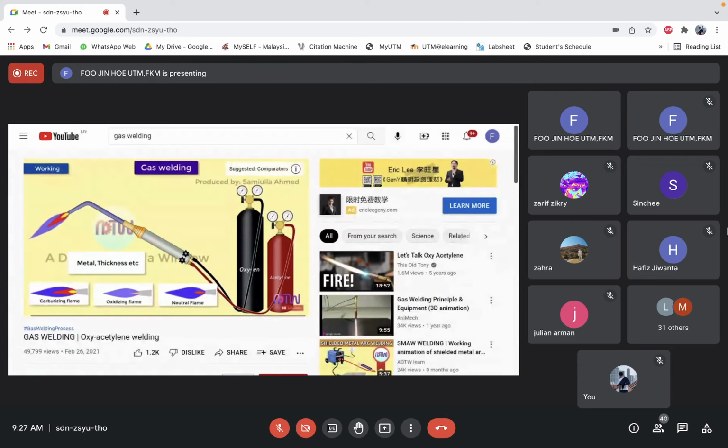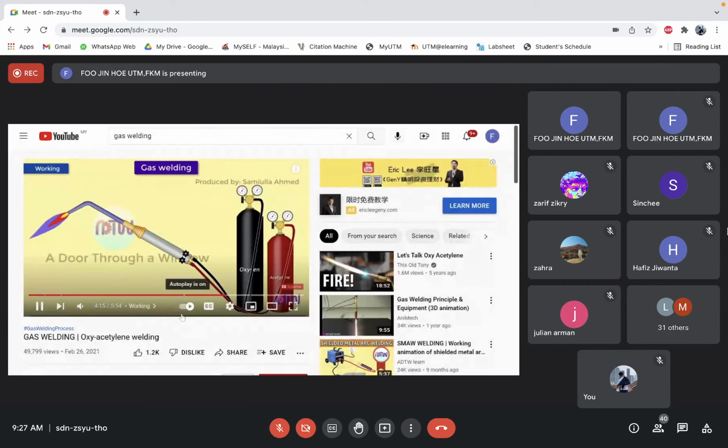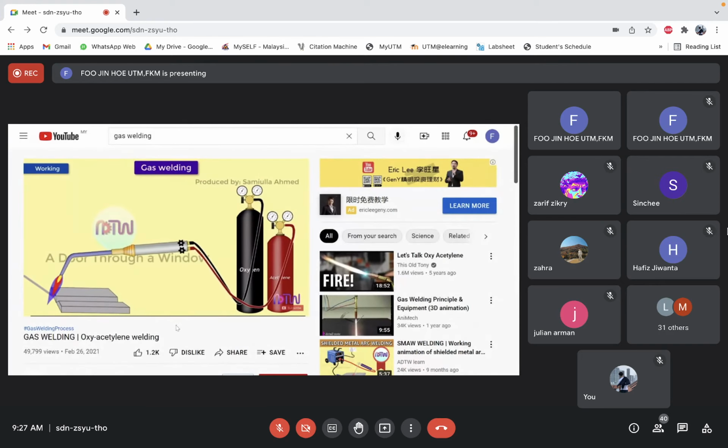If you want to know about types of flames in detail, the link will be provided in the description of this video. After that, the flame of the welding torch is moved along the line between the two metal plates.